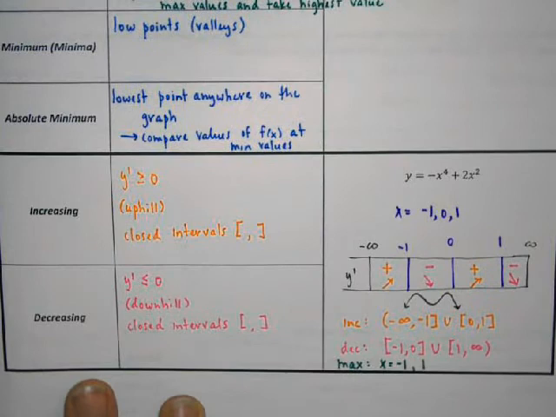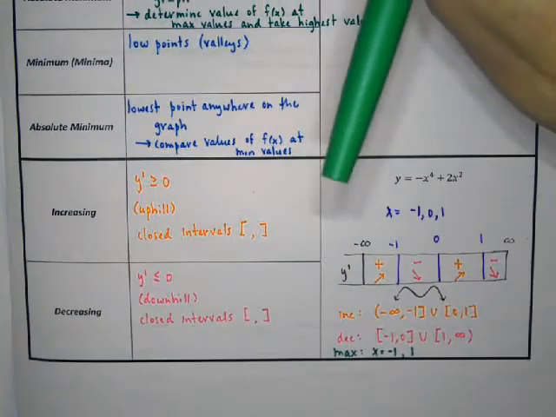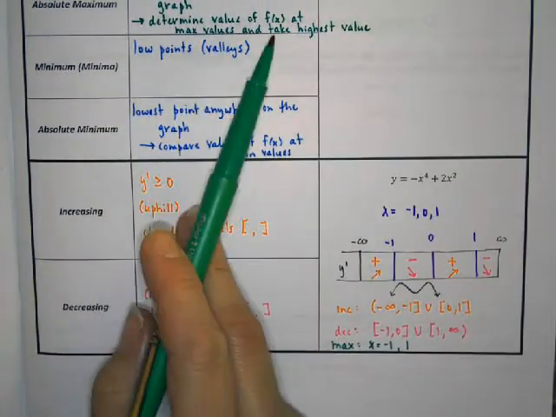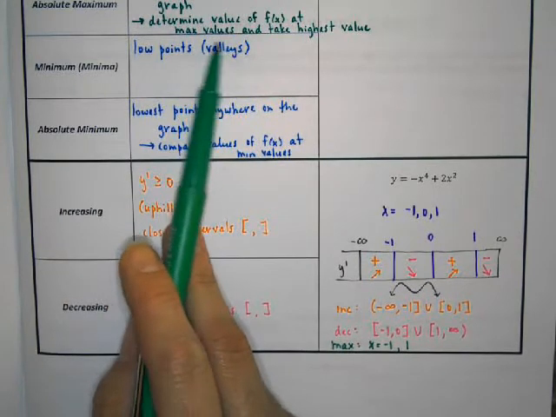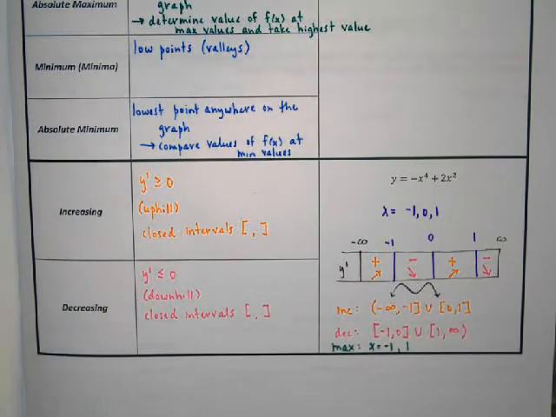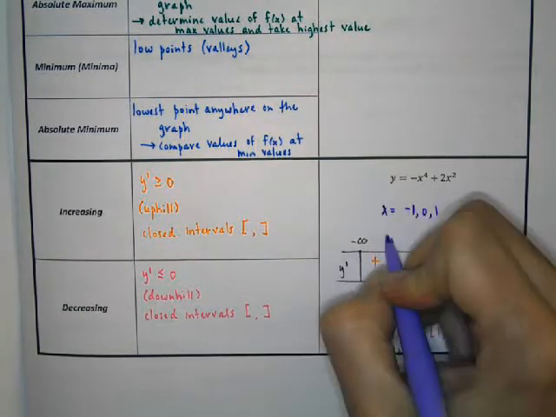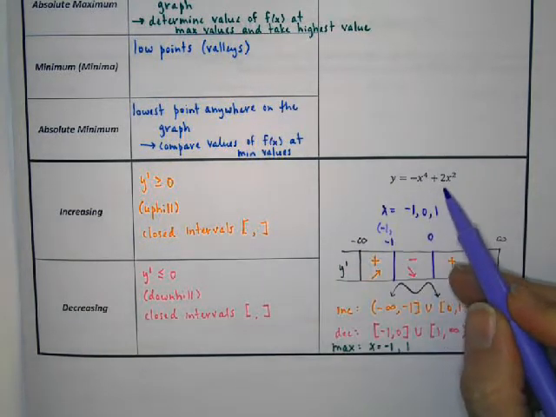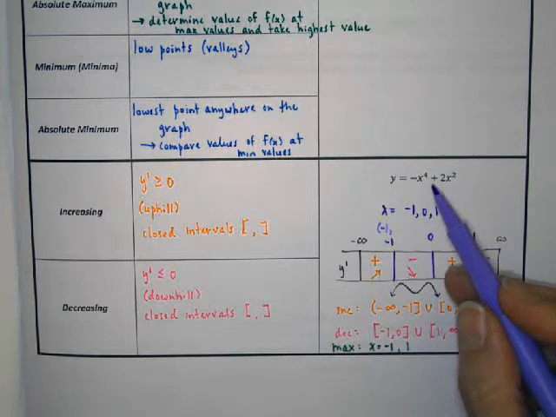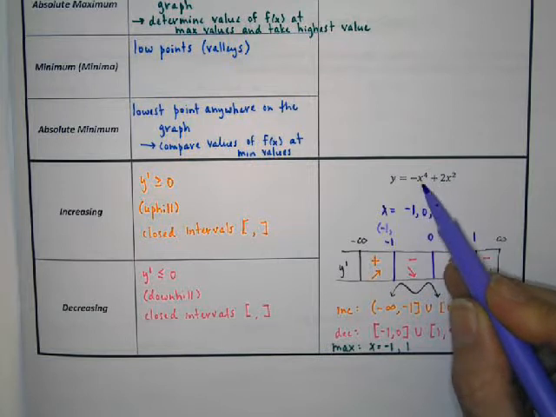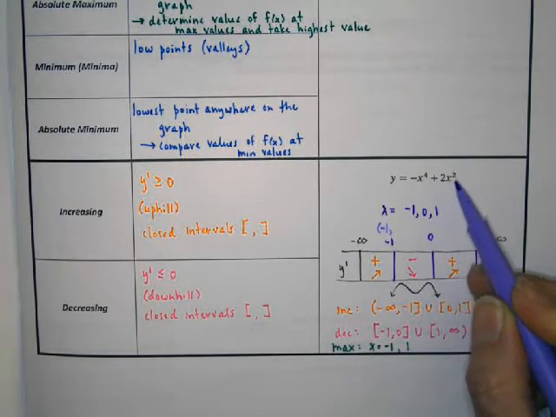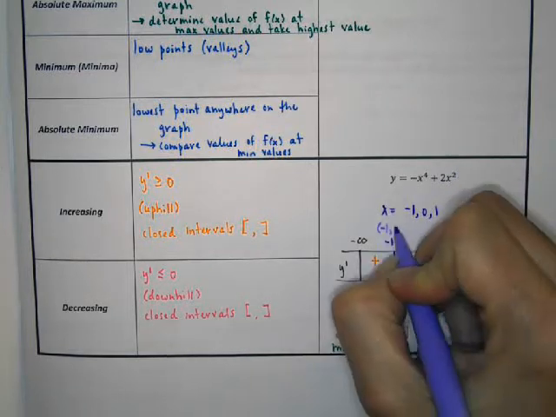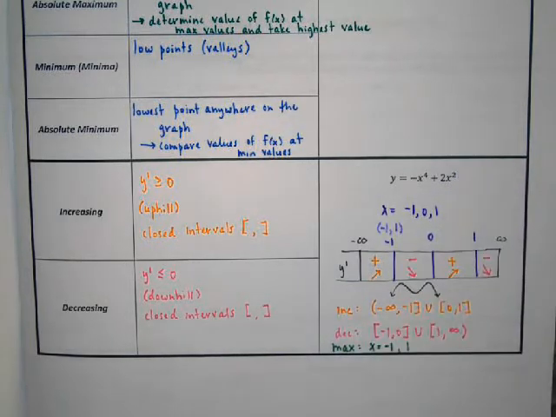So let's see if I can keep this here. So my absolute max, we said we need to determine the value of the function at the max values and take the highest values. So I'm going to look up here. I said a max occurs at -1. So what I'm going to do is take that -1 and plug it into my original function. So if I plug that in, -1 to the 4th is a +1. So I have -1 plus 2 times -1 squared is 1. So -1 plus 2 is going to give me a +1 for that value.